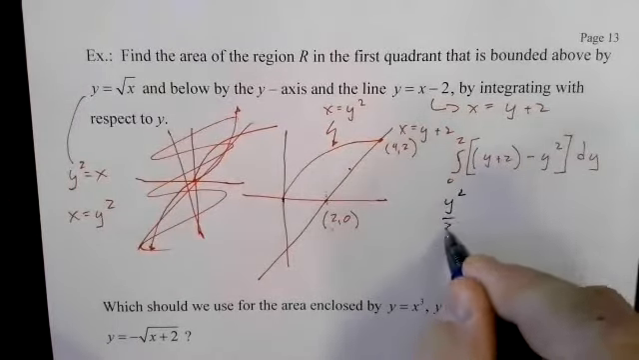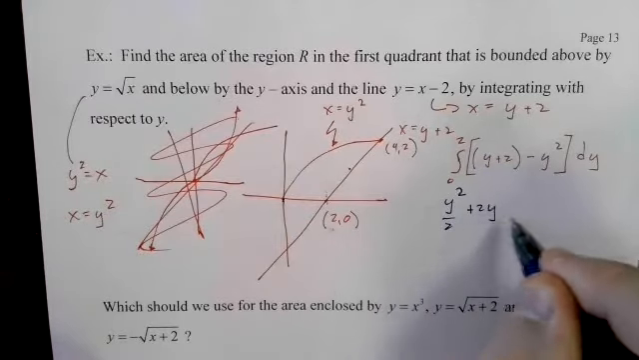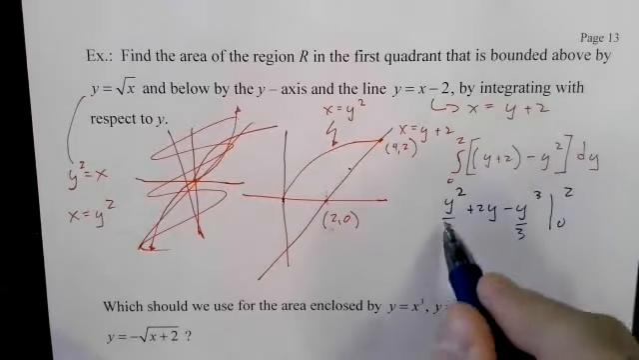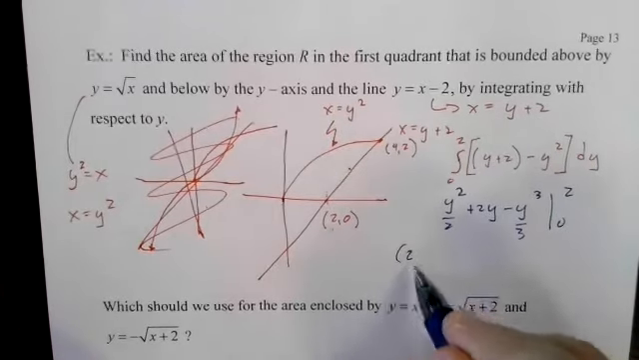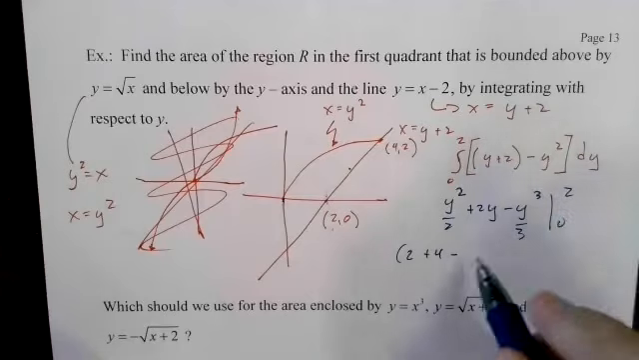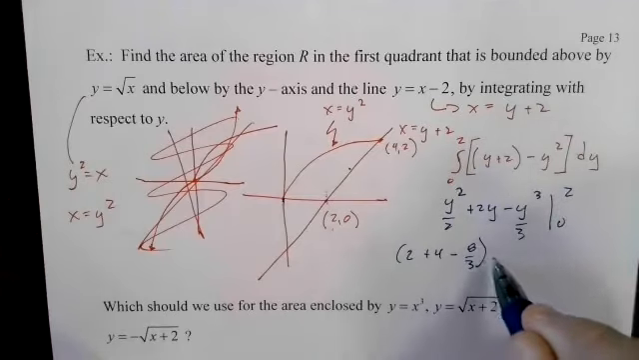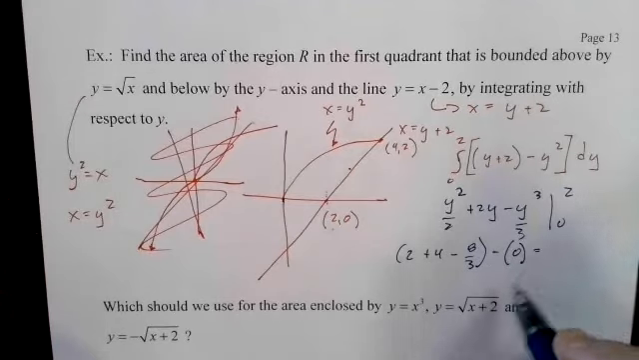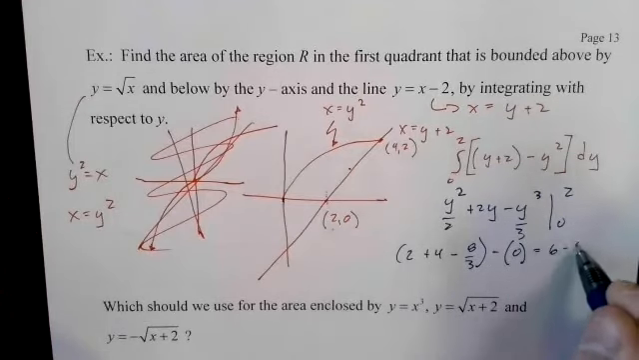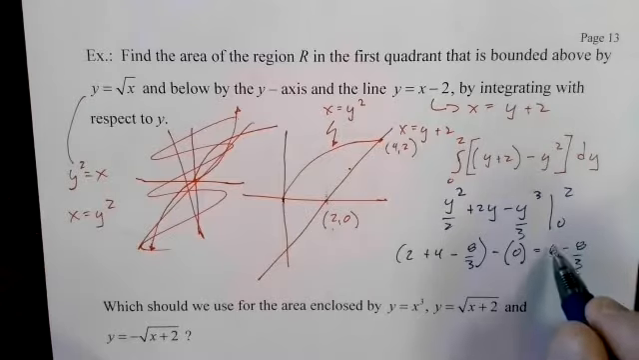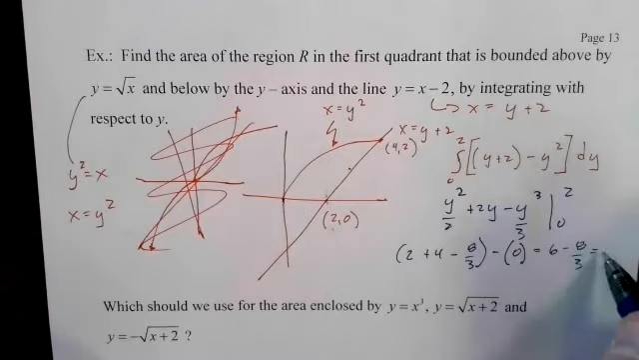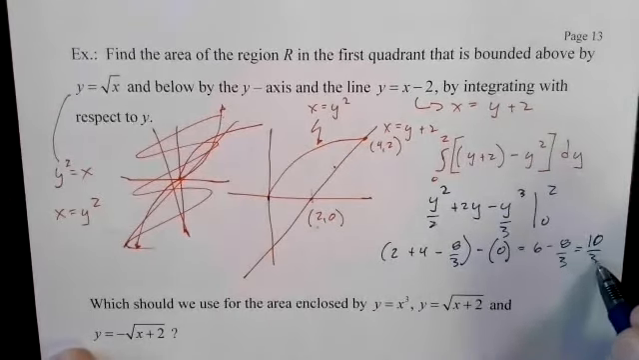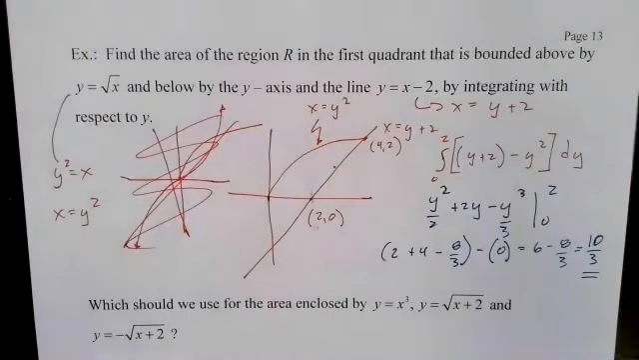y squared over 2 plus 2y minus y to the third over 3, from 0 to 2. 2 squared is 4 over 2 is 2, plus 4 minus 8 thirds, minus 0. Well, that's nice. Equals 6 minus 8 thirds. 3 times 6 is 18 over 3. Holy cow. 10 thirds. Same answer we got before.